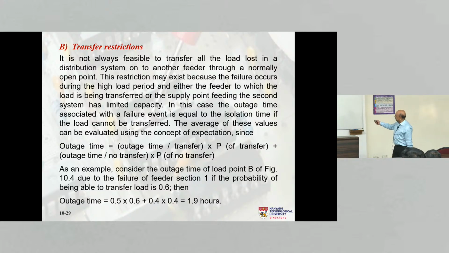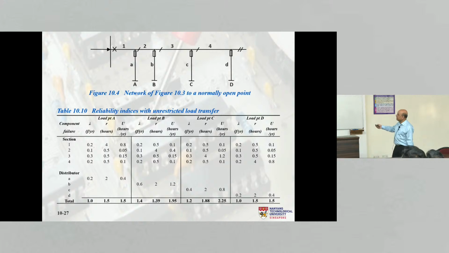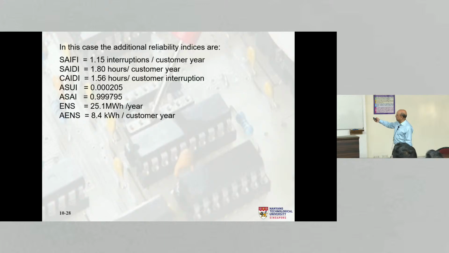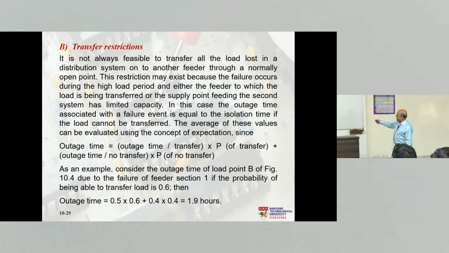So in that case, the outage time is no longer the outage time with 100% probability of transfer. It's the outage time given the transfer times the probability of transfer, plus the outage time given no transfer times the probability of no transfer. Again, a conditional probability approach. As an example, consider the outage time of load point B of figure 10.4. That's the example I'm using here, just focus on that.